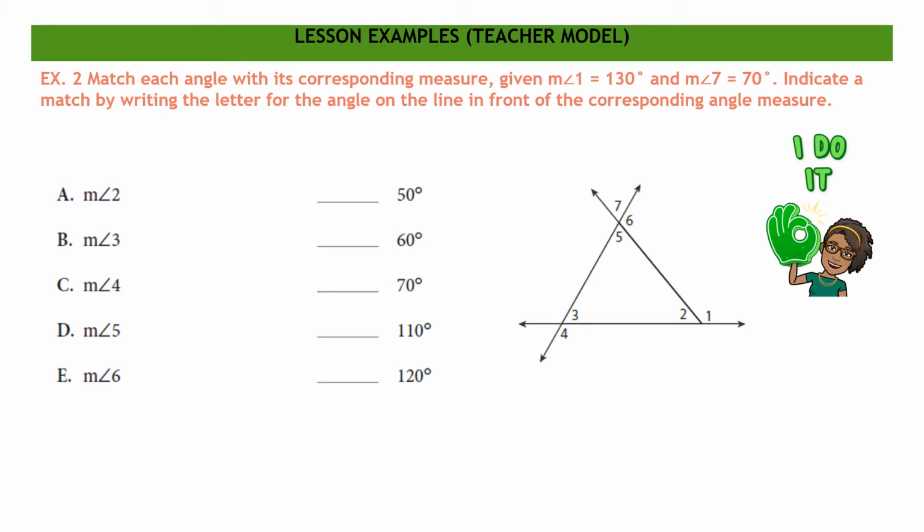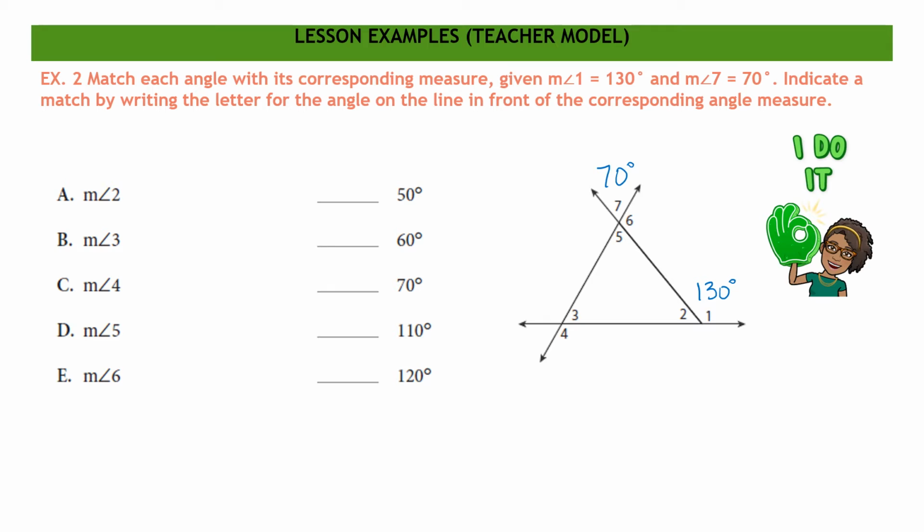Example number 2 says, match each angle with its corresponding measure, given that the measure of angle 1, which is here, is 130 degrees, and the measure of angle 7 is 70 degrees. And we want to indicate a match by writing the letter for the angle on the line in front of the corresponding angle measure. So we have the missing angles here along the left side, A through E, which is the measures of angle 2 through the measures of angle 6.